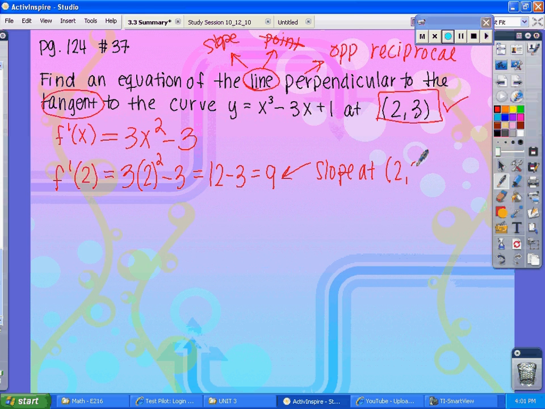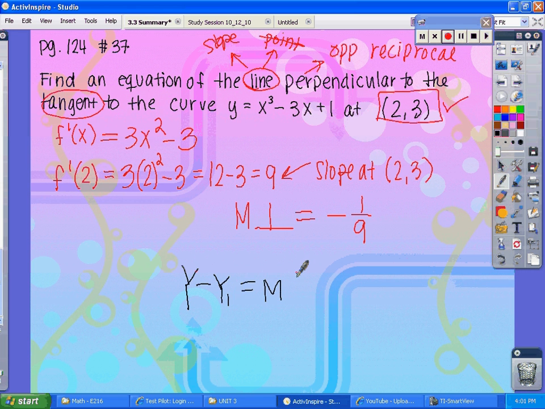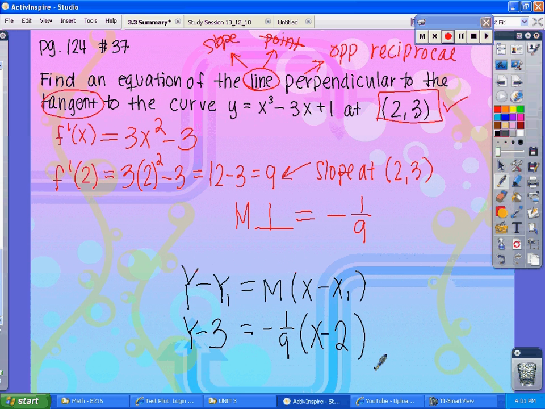Find the equation of the line perpendicular. Well, this is the slope of the tangent line, therefore the slope of the perpendicular line is going to be the opposite reciprocal. Therefore, for the equation of the perpendicular line, we're going to use our point slope form. There's the basic form. Put the point in. y minus 3 is equal to negative 1/9 times x minus 2. And you can leave it like that unless otherwise specified.